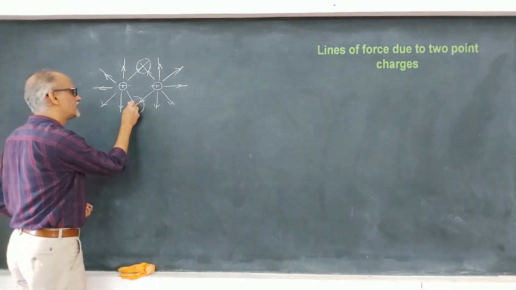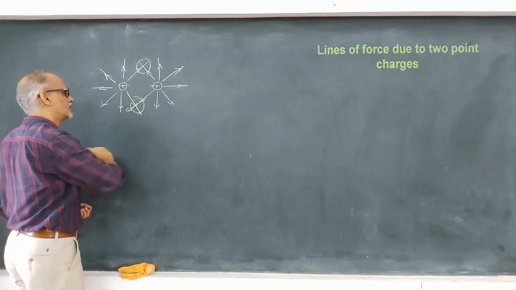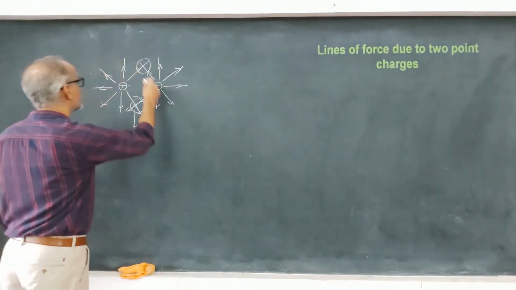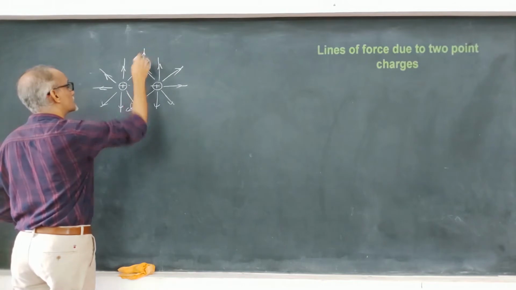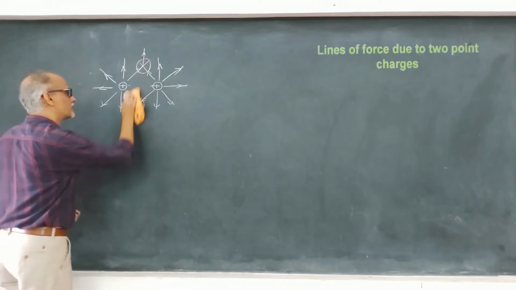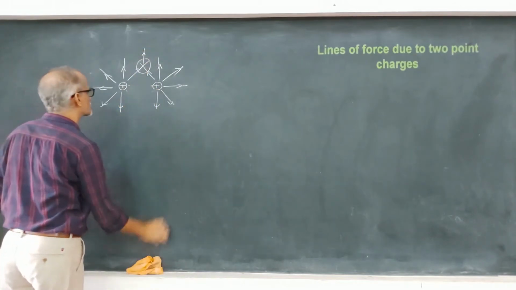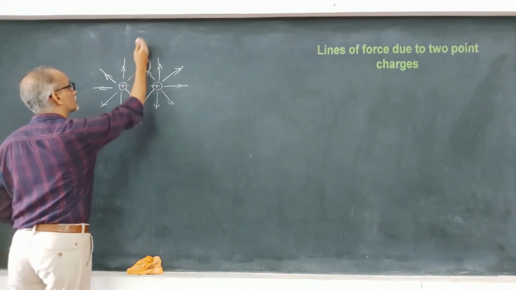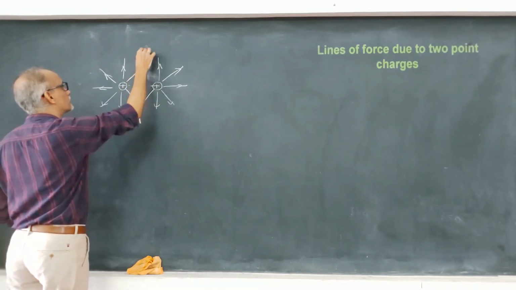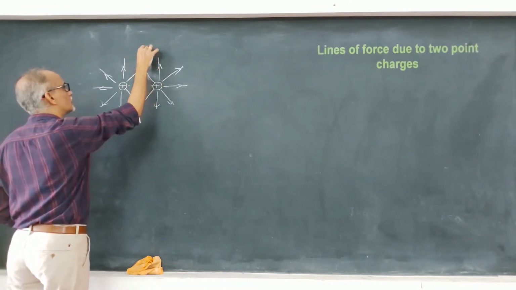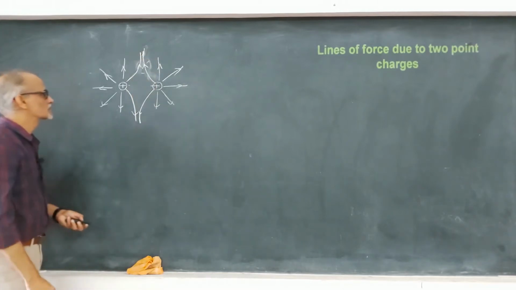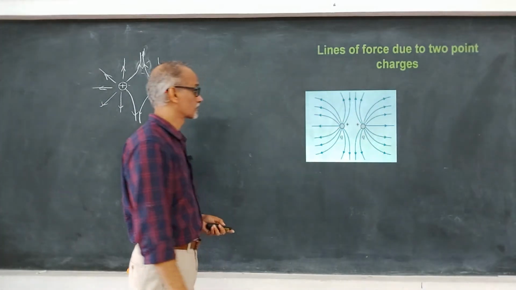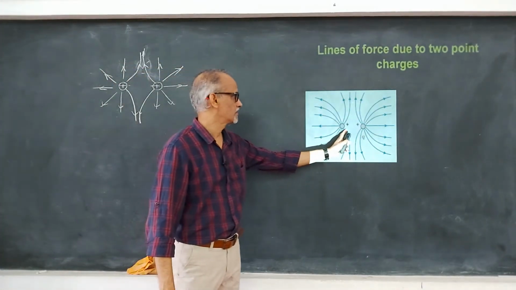Then the resultant of these two, one field and this field, will give you exactly downward. Even the resultant of these two you will get exactly upward. And based on that, we draw the lines of force, which is something like this. Without overlapping, you need to draw the lines of force. So these are the lines of force between 2 positive charges, one positive, another positive.